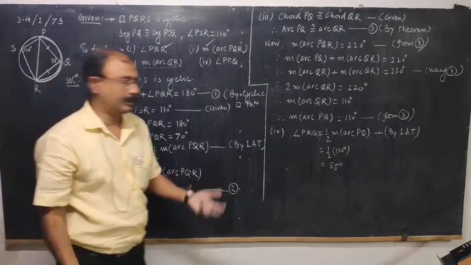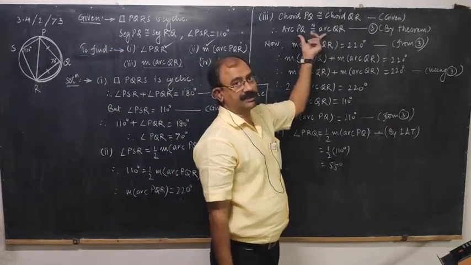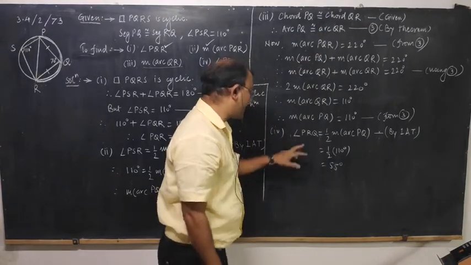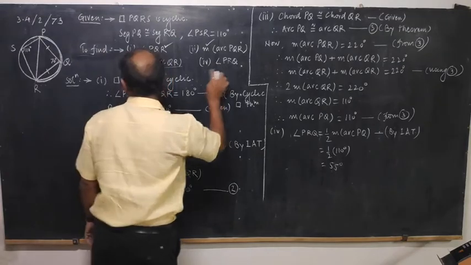110 will come, because both the arcs are congruent. So I have written that using this statement number 3. Now the third question is also answered. Now let us answer the fourth one.